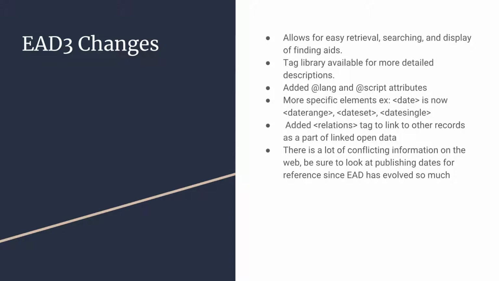There are also more specific element sets. For example, the date now comes in 3 formats: date range, date set, and date single. A relations tag has been added to link to other records as a part of linked open data.